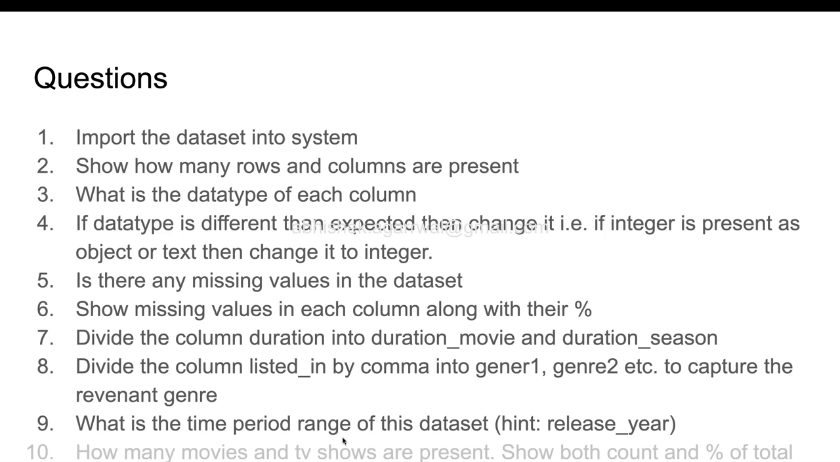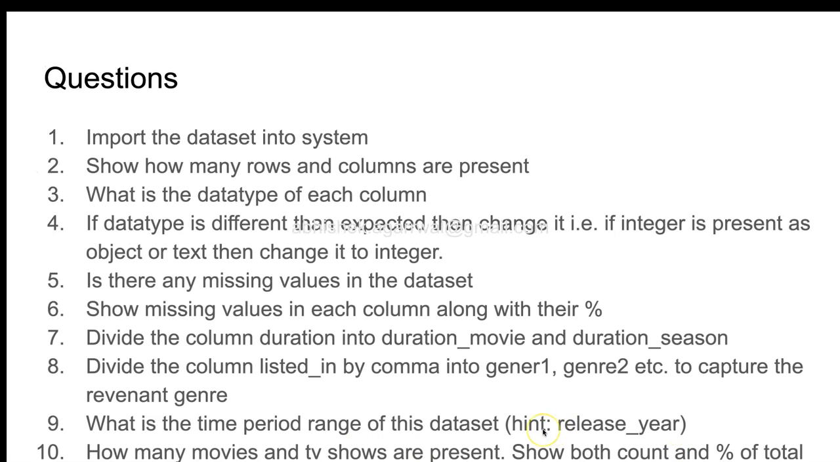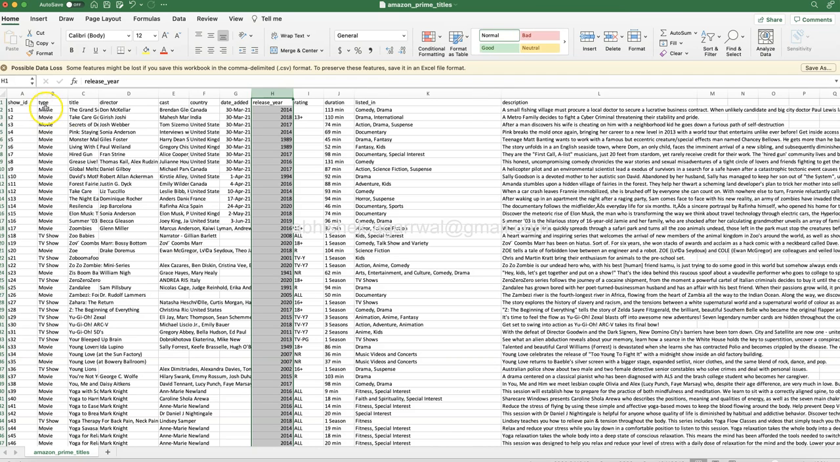All right, the next question is how many movies and TV shows are present? Show both count and percentage. It will show via this particular column. You need to show how many movies and how many TV shows are present.